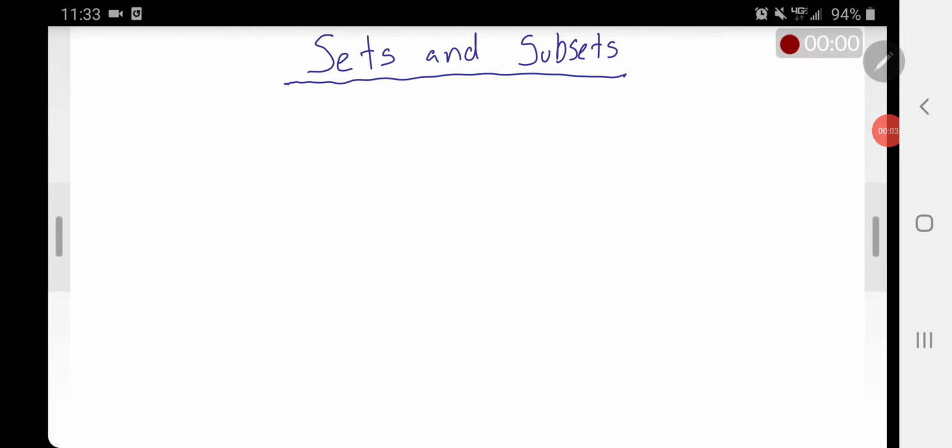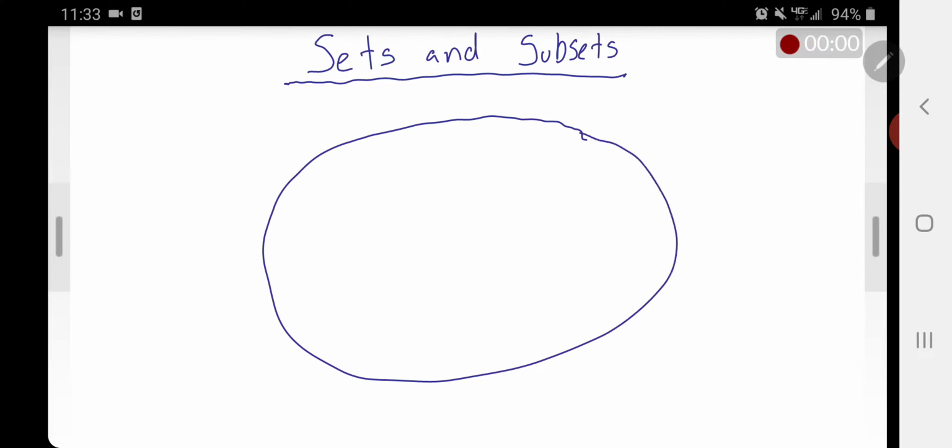Alright guys, today we'll be talking about sets and subsets. To begin, I'd like to just create a quick illustration. Maybe this will give you a good idea of what they are. I'm going to have a set of Marfa ISD students.